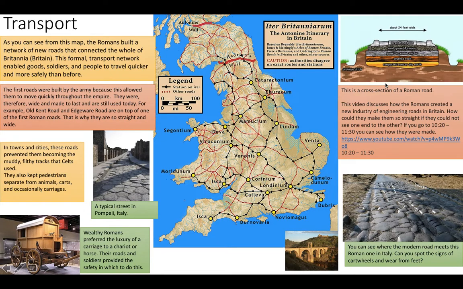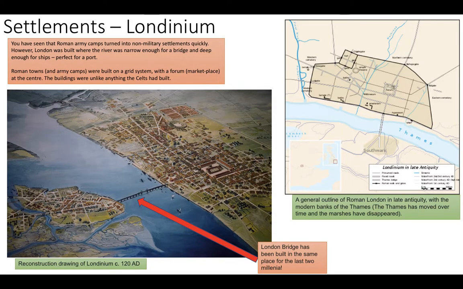And you can still see Roman roads in Italy where modern cars now drive on those roads, and you can still see where all the carts have been going for years because the carts have cut into the stone. One of the big Roman settlements is London, or Londinium.